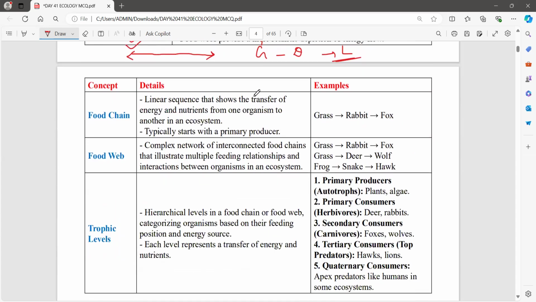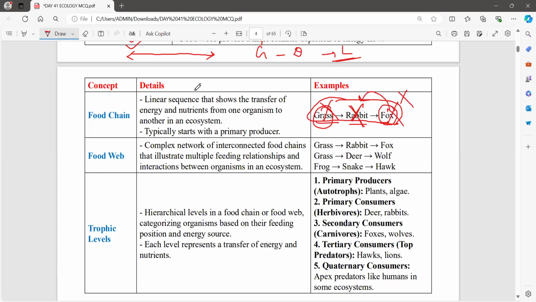Once again, the same thing: say, food chain means what? Grass, rabbit, and fox. This linear sequence will be considered as one food chain. If we eradicate this rabbit, the fox which depends on this rabbit will also get eradicated. If we eradicate this grass, the rabbit will get eradicated automatically, and the fox which depends on this rabbit will also get eradicated.